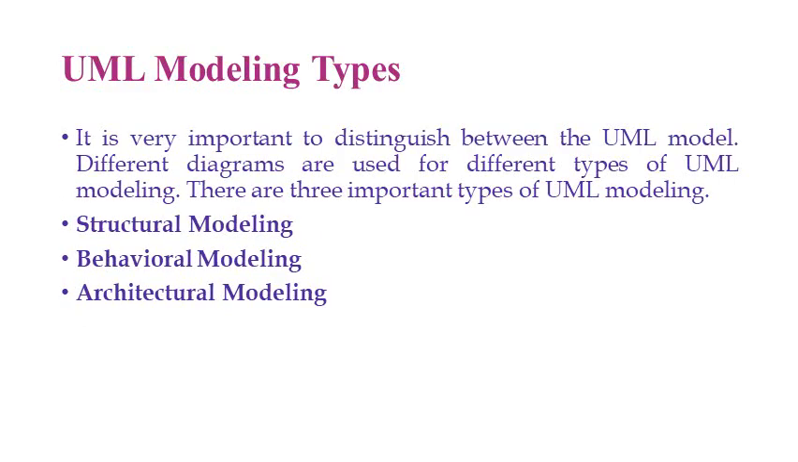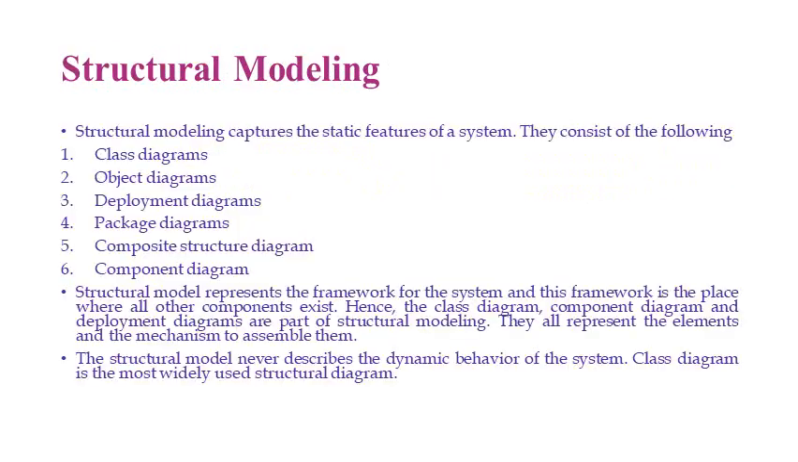Now let's see UML modeling types. It is very important to distinguish between the UML models. Different diagrams are used for different types of UML modeling. There are three important types of UML modeling. So first type, that is structural modeling, second behavioral modeling, third architectural modeling. Now let's see one by one.